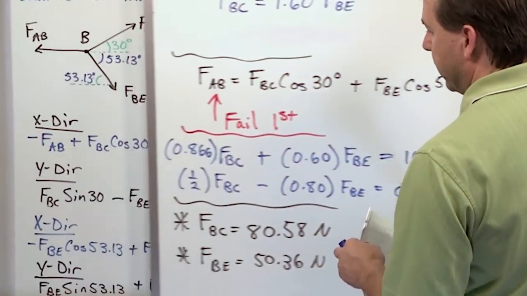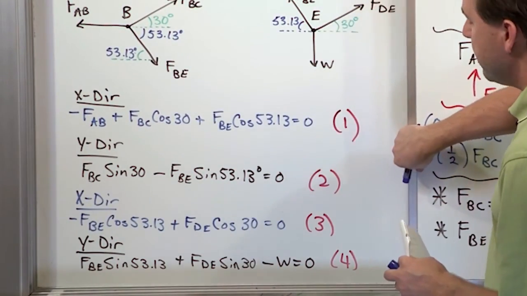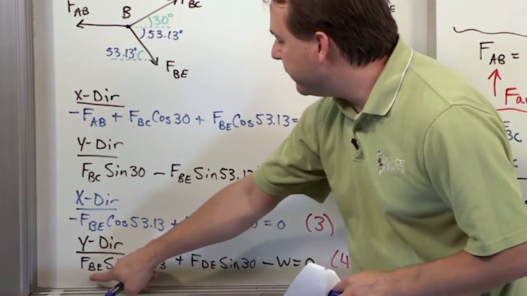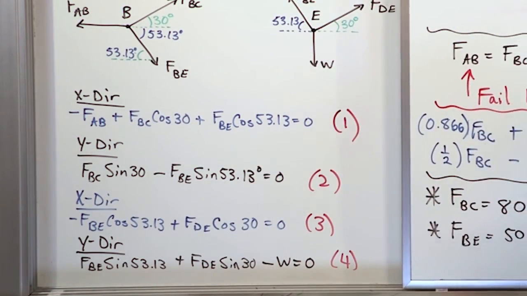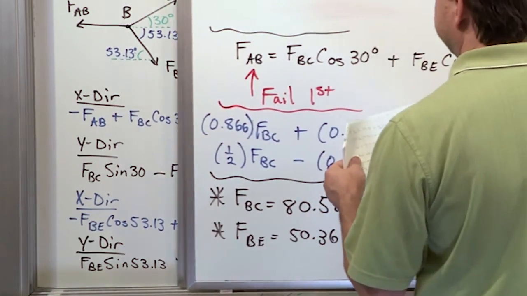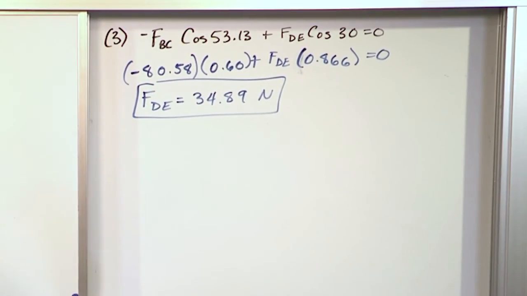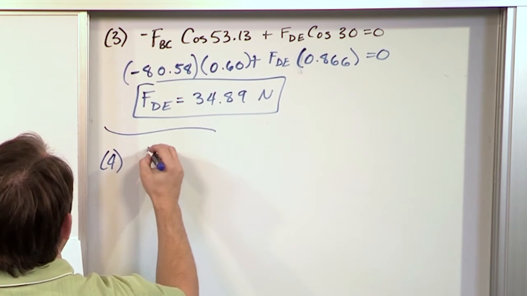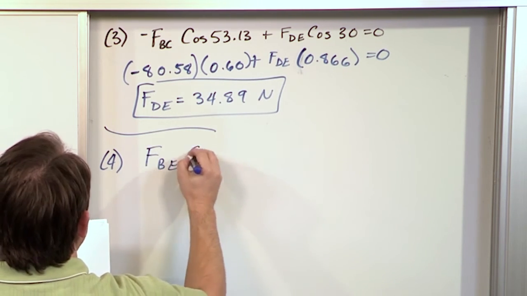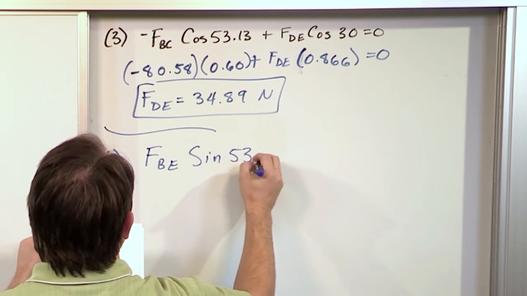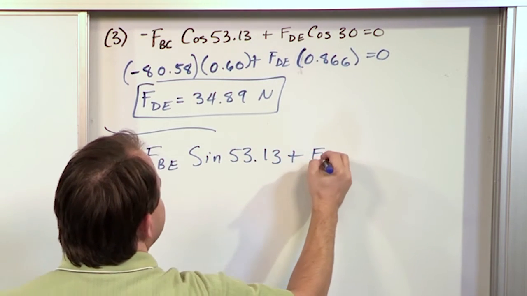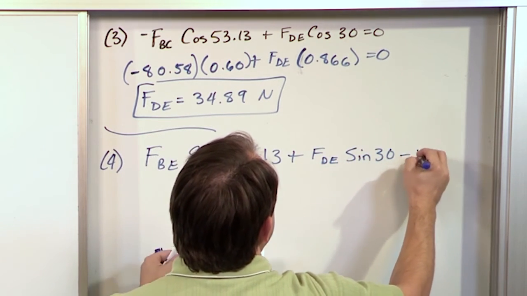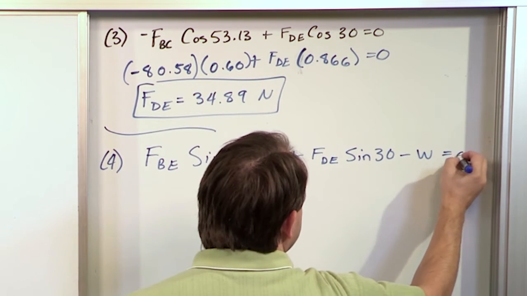So now we go down to equation 4, because equation 4 is the only one that deals with the weight. But now we know this, and now we know this. So we can find the weight, which is exactly what the problem actually asked us to do in the first place. So from equation 4, we have FBE sine 53.13 plus FDE sine 30 minus the weight, and that's equal to 0.